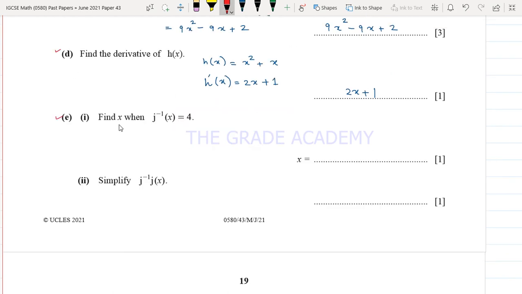Now find x when j inverse of x is equal to 4. From here we have to find x, but we don't need to find the inverse of j over here. We can simply write this as x equals j of 4. So now x equals j of 4. So what is j of 4? We will replace the value of x in the j function with 4.